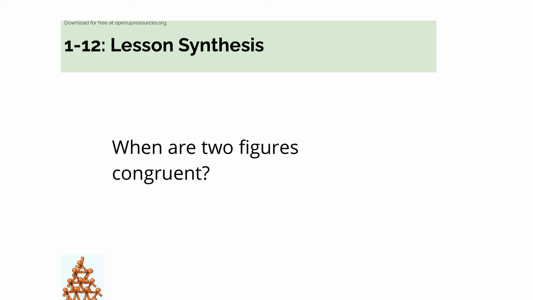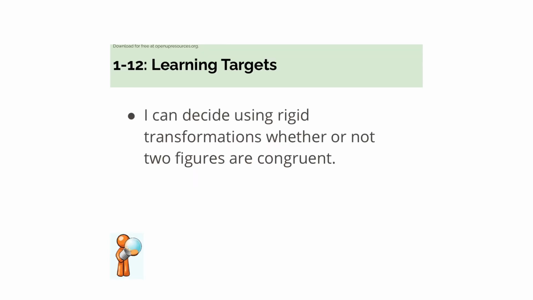You could also determine, like if I'm moving point A to point P, make sure you describe that in your transformation description. And lastly, make sure you understand that two figures are not congruent if they have different side lengths, different angles, or different areas. So in conclusion of this lesson, you should be able to decide using rigid transformations whether or not two figures are congruent. You may go ahead and complete your lesson now.